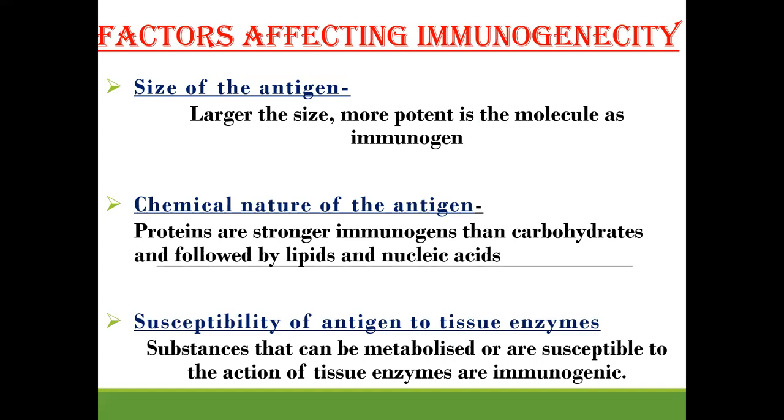There are various factors affecting the immunogenic property of an antigen. First one is the size of the antigen. Larger the size, more potent is the molecule as immunogen. Chemical nature of the antigen. Proteins are stronger immunogens than carbohydrates, followed by lipids and nucleic acids. Susceptibility of antigen to tissue enzyme. Substances that can be metabolized or are susceptible to the action of tissue enzymes are immunogenic.